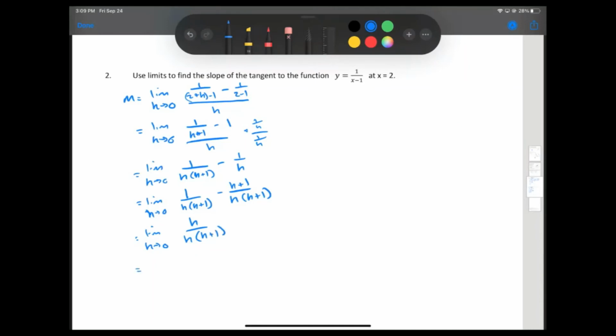And I can cancel out an h on the top and the bottom. Again, technically I can't if h is 0, but we're not going to be 0. We're going to approach 0. And then finally, as h goes to 0 in that function, 1 over h plus 1, that just becomes 1 over 1. So now I've evaluated the limit. I no longer write the limit as h approaches 0 at the front because it has been dealt with. The h is gone.